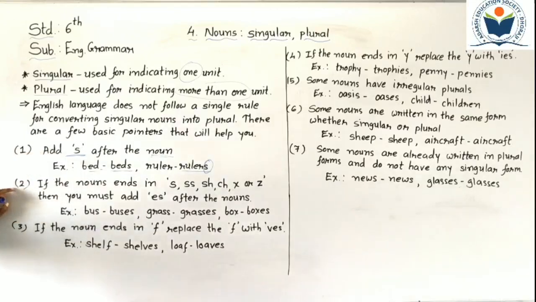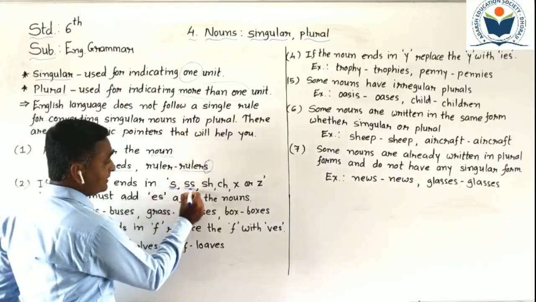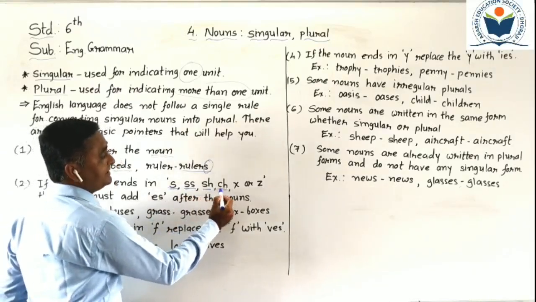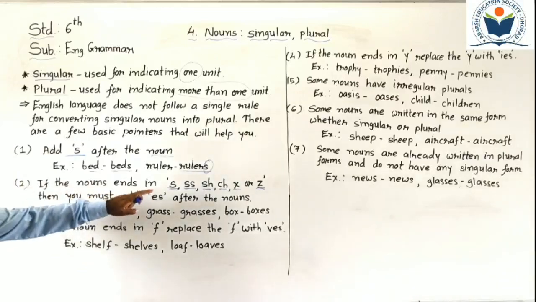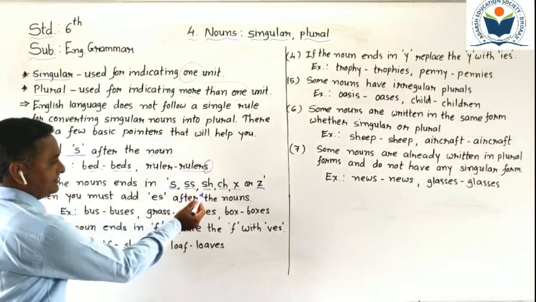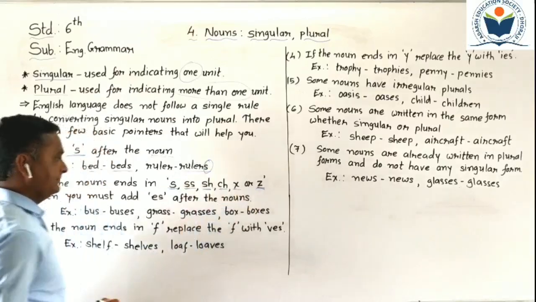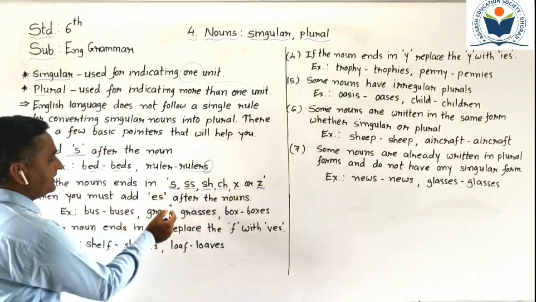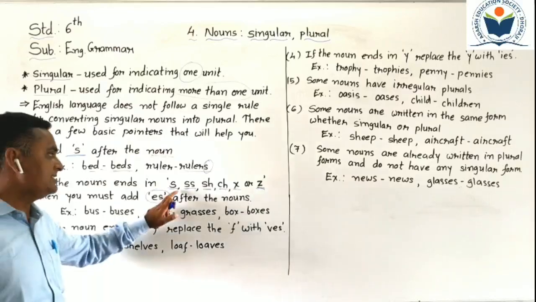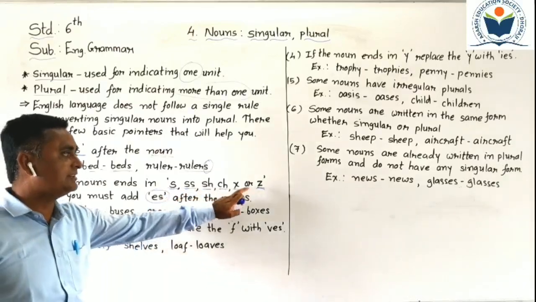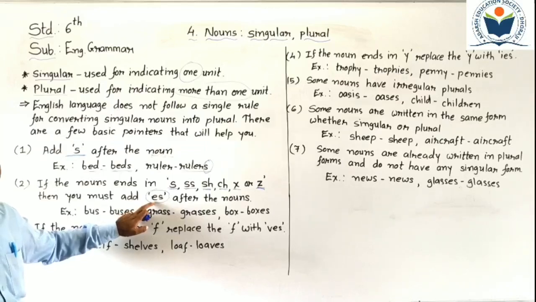Now the second rule is given here. If the noun ends in s, double s, sh, ch, x or z, then you must add es after the noun. What do we have to add here? If the last letter of the noun is s, double s, sh, ch, x or z, then to convert it into plural form, we have to add es after that noun.